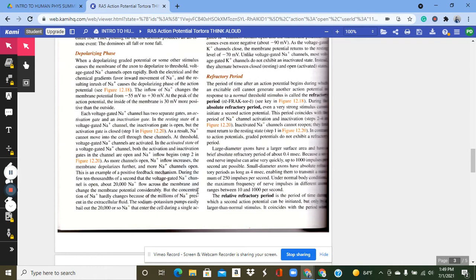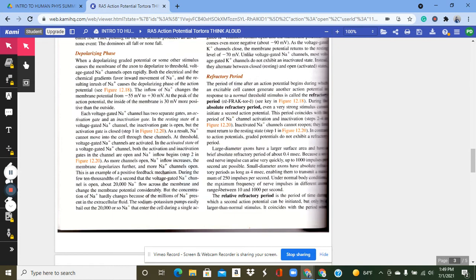of about 0.4 milliseconds, because a nerve impulse can arise very quickly, up to 1,000 impulses per second are possible. Small diameter axons have absolute refractory periods as long as 4 milliseconds, enabling them to transmit a minimum of 250 impulses per second. Under normal body conditions, the maximum frequency of nerve impulses in different neurons ranges between 10 and 1,000 per second.